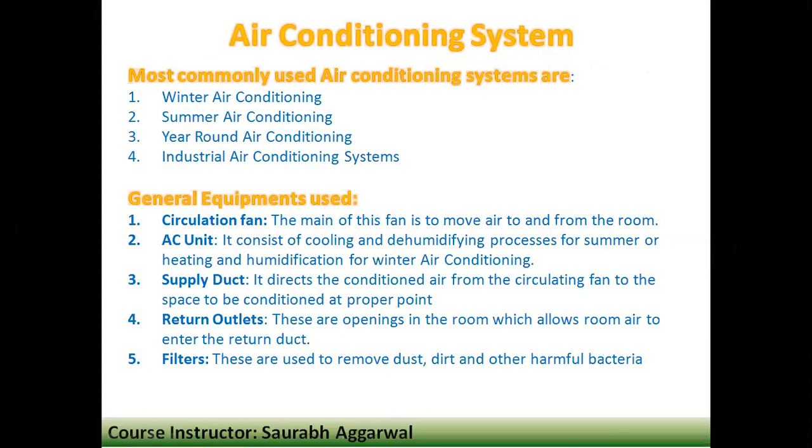Now, the most common types of air conditioning systems that we are going to study: the first one is the winter air conditioning system, then the summer air conditioning system, the year round air conditioning system, and there is also one term, industrial air conditioning systems, or you can say these are the office and open systems. These kinds of air conditioning systems are also there.